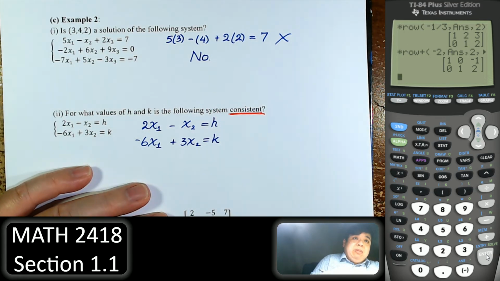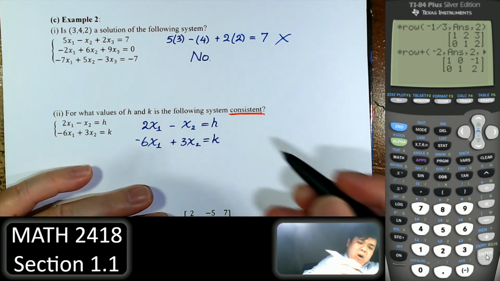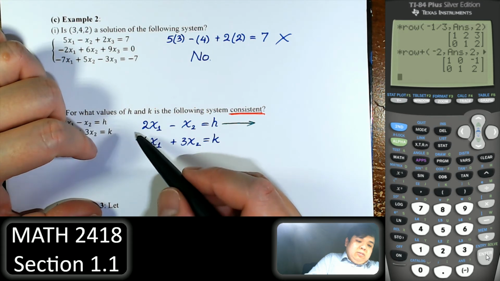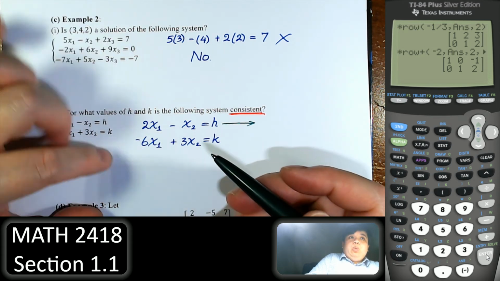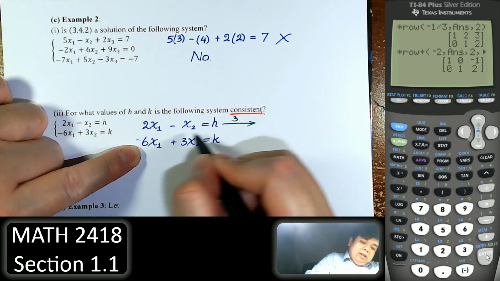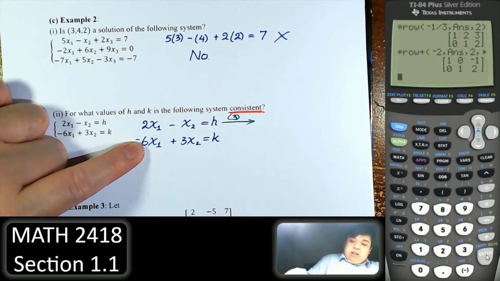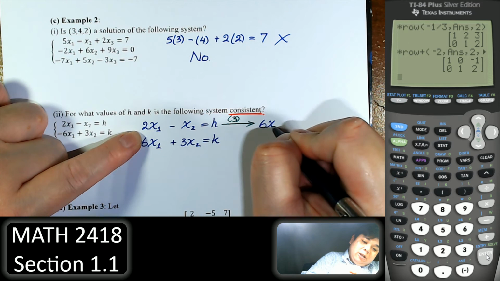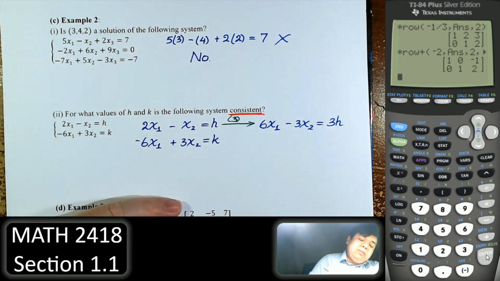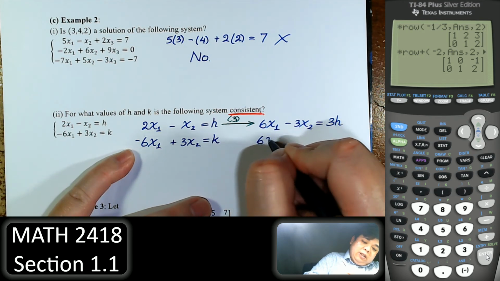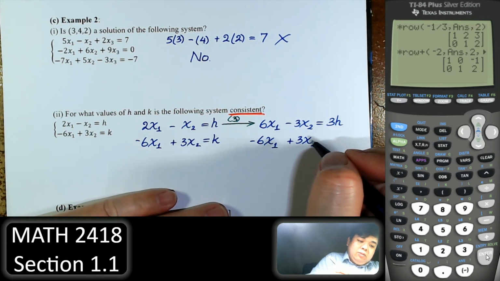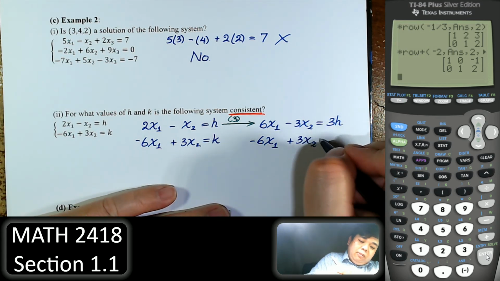Elimination. So we can eliminate x1 or eliminate x2. Let's eliminate x1. The least common multiple of these two will be 6 or negative 6. So we just multiply the first equation by 3. That will become 6, and we cancel with this negative 6. When we do that, we have 6x1 minus 3x2 equal to 3h. And then I copy the second equation: negative 6x1 plus 3x2 equal to k.